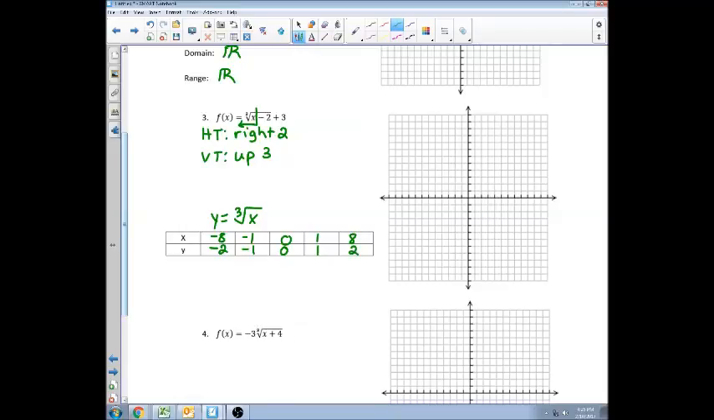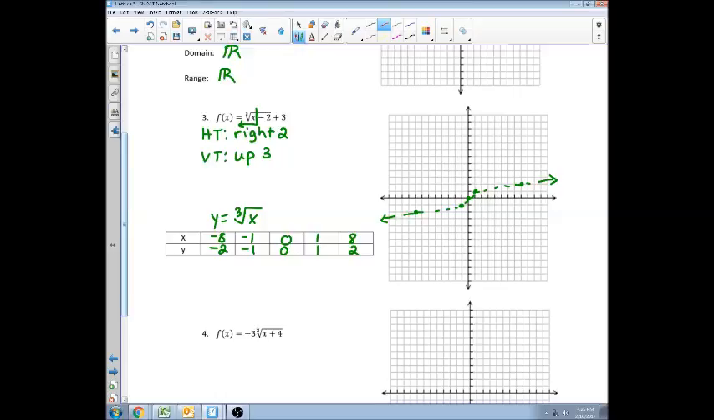Go ahead and plot these points. So I go left 8, 1, 2, 3, 4, 5, 6, 7, 8, and down 2. Left 1, down 1, 0, 0. Right 1, up 1, 2, 3, 4, 5, 6, 7, 8. Right 8, up 2. That is my guide graph, which will show me how my answer will work.